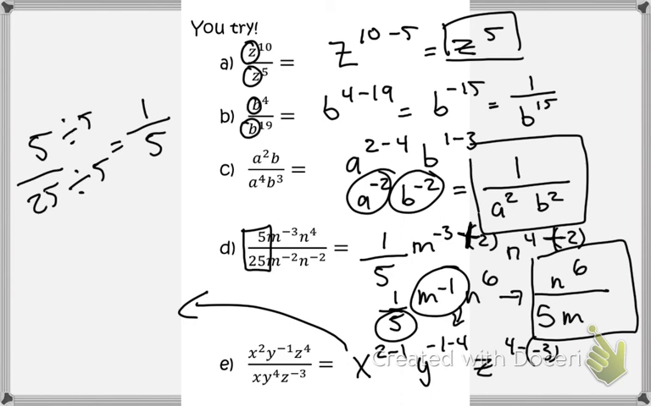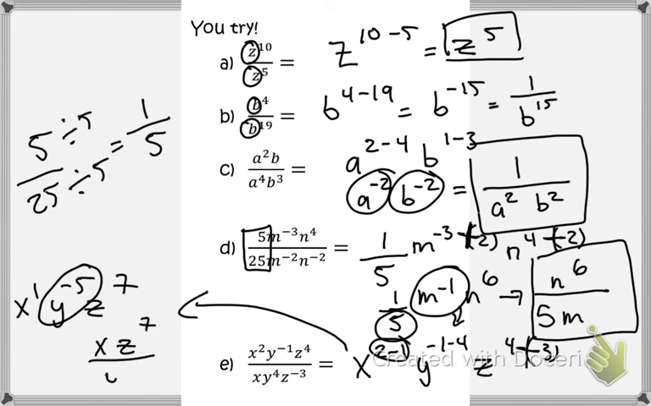So x, 2 minus 1 is just going to give me 1. Y, negative 1 minus 4 is going to give me negative 5. And z, 4 minus negative 3. Minus negative 3 is the same as plus 3, so z to the 7. Now, which variables do I move down? All of them? That is correct. Only the y variable, because it has a negative exponent. So my final answer is x on top, z on top to the 7th, over y to the positive 5.